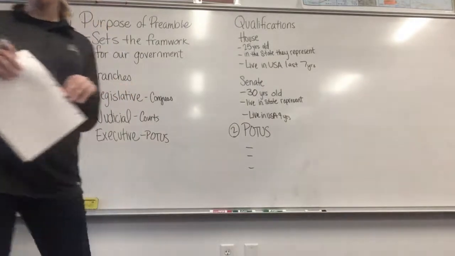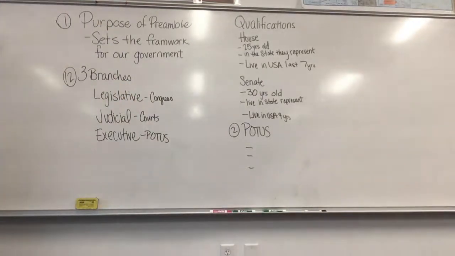So, to be a representative in the House of Representatives, you have to be at least 25 years old, live in the state you represent, and have lived in the U.S. for the last 7 years. To be a senator, you have to be at least 30, live in the state you represent, and have lived in the U.S. for the last 9 years.